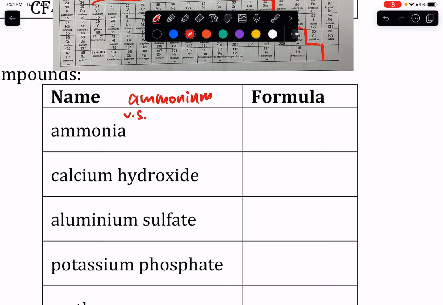Okay, how I remember is their difference is 1 H plus. So this is NH3 and ammonium is NH4 plus. They differ by an H plus.